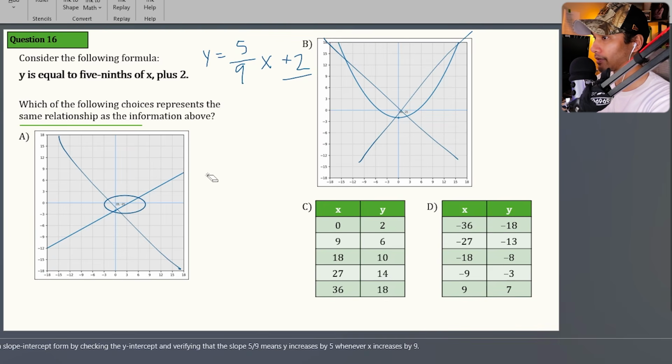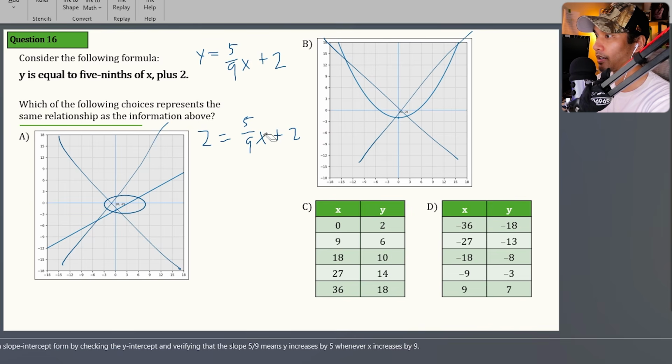Okay, perfect. Now let's go ahead and just plug numbers into our equation from these tables and figure out what the correct answer is, because from both graphs, we ruled them out. So y equals 5/9 x plus 2. So let's go ahead and plug in 0. And this equals 2 equals 2, which checks out.